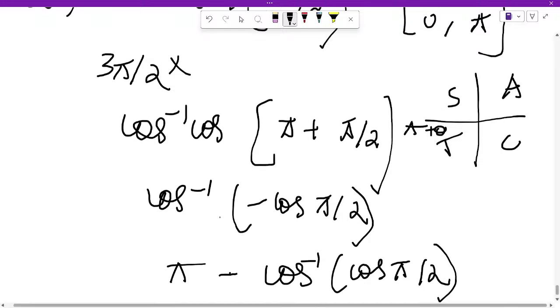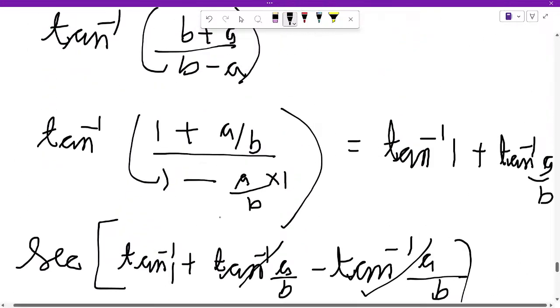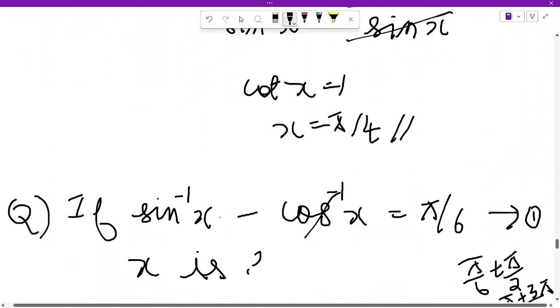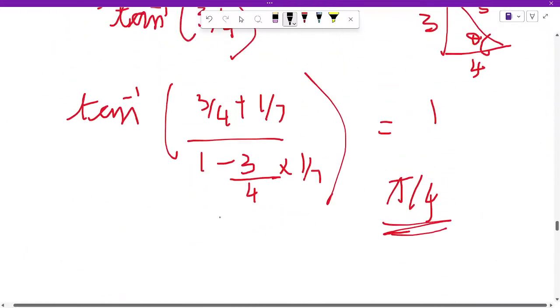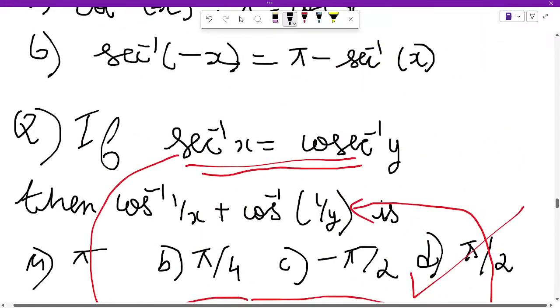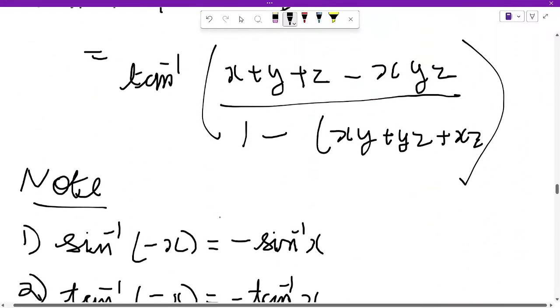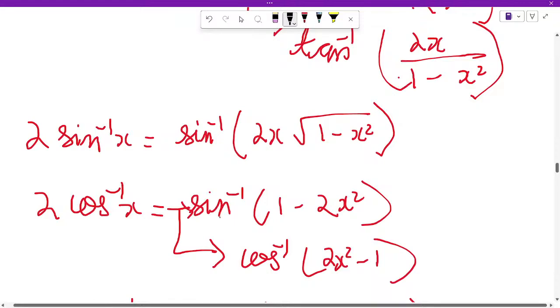Okay, I think this many questions is enough for today's session, because we have almost covered all types of questions that can be asked in inverse trigonometric functions. So if you know all these formulas and are able to solve these types of questions, let any question come for the exam, you can solve it very easily.